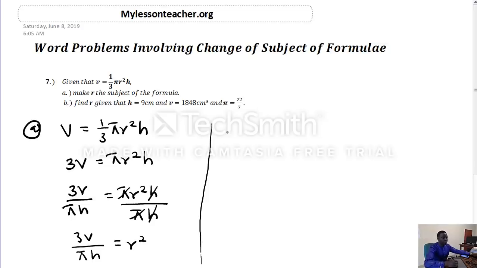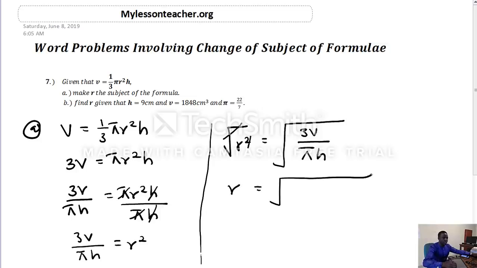Now, in order for us to make r the subject of the formula, we are going to find the square root of both sides. So this will be square root of r squared is equal to square root of 3v divided by pi h, and square will cancel square root. That will be r is equal to square root of 3v divided by pi h. I believe we have solved a similar example like this. So we have made R the subject of the formula.